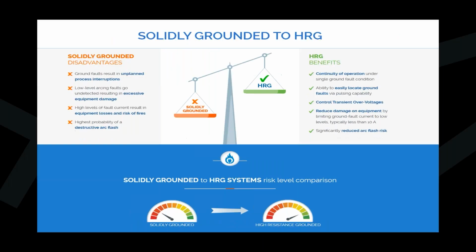So we could see that the conversion from solidly grounded to HRG included the following benefits: continuity of operation, ability to easily locate the ground fault while the system is energized. We controlled the transient overvoltage and reduced damage on equipment by limiting ground fault to low levels, and we significantly reduced the arc flash risk. Our next case study will explore a conversion from an ungrounded system to high resistance grounding.